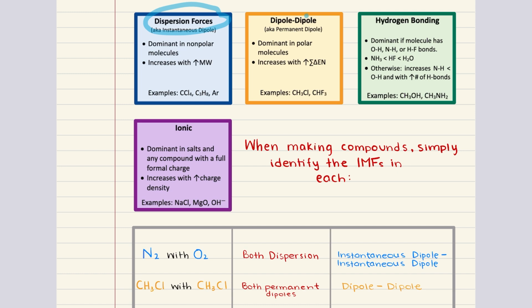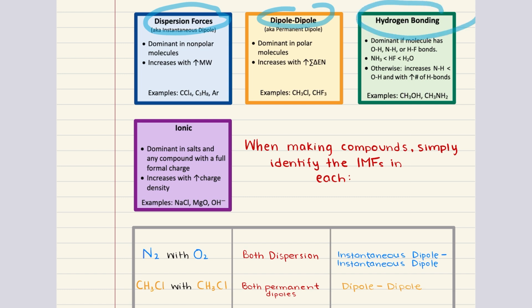Then we have dipole-dipole forces. These are the intermolecular forces that exist between polar molecules. And polar molecules are molecules that have a permanent dipole moment due to differences in electronegativity between their atoms. The greater the difference in electronegativity, the stronger the dipole moment, and therefore the stronger the dipole-dipole interaction.